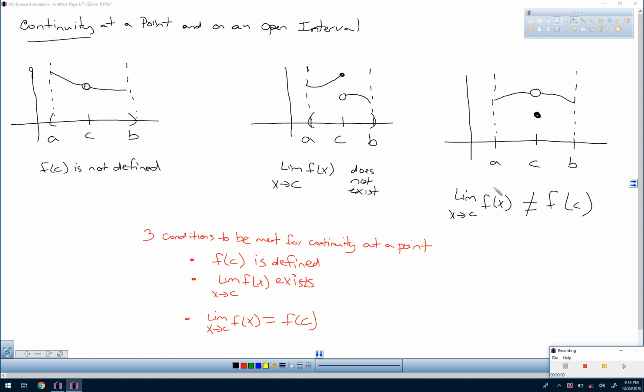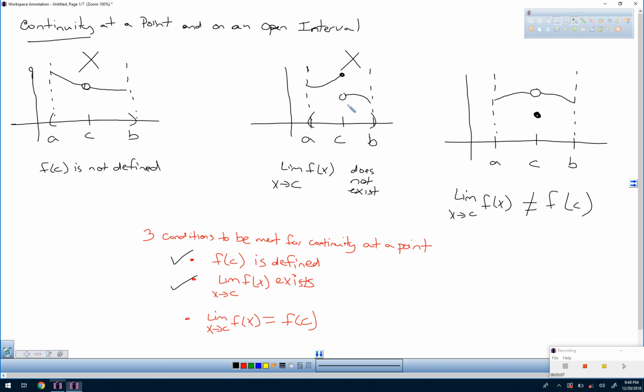In order for a function to be continuous at a point, three things have to occur. The first thing is your function has to be defined at that point. In other words, there better be a solid circle, a solid point somewhere. That was not the case here. The function was not defined at C. There's a hole there. So in order for it to be continuous, the first thing is the function's got to be defined at C. The second thing is the limit has to exist as you approach C.